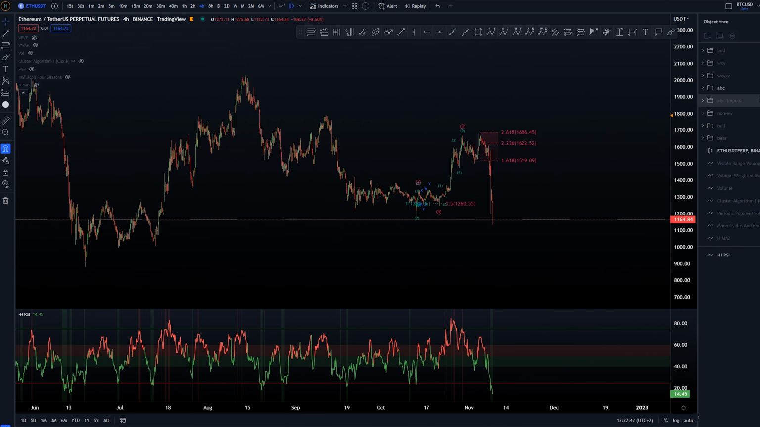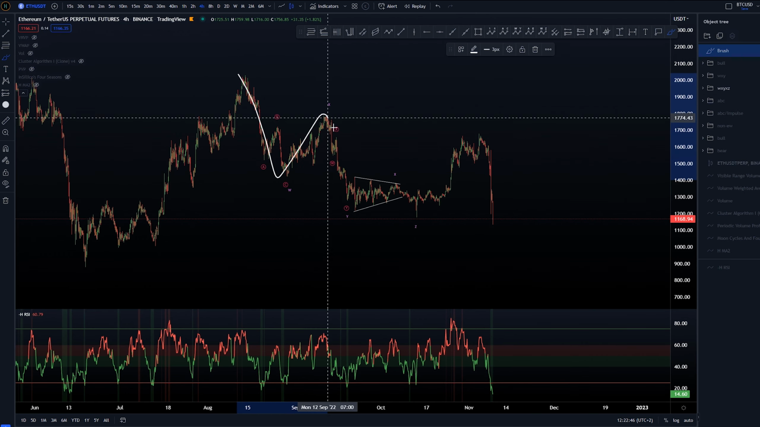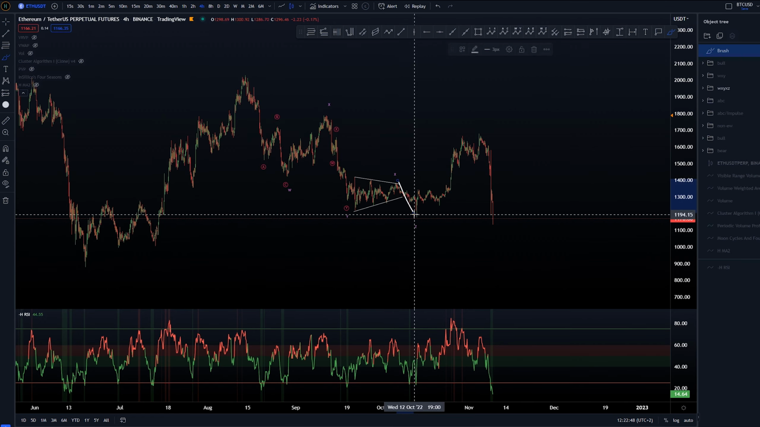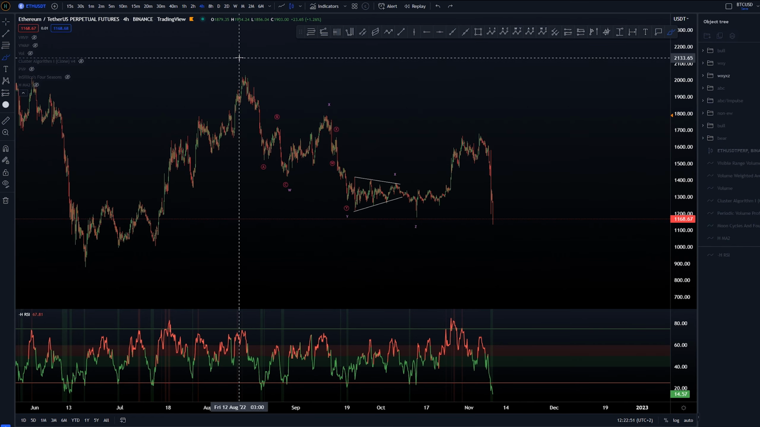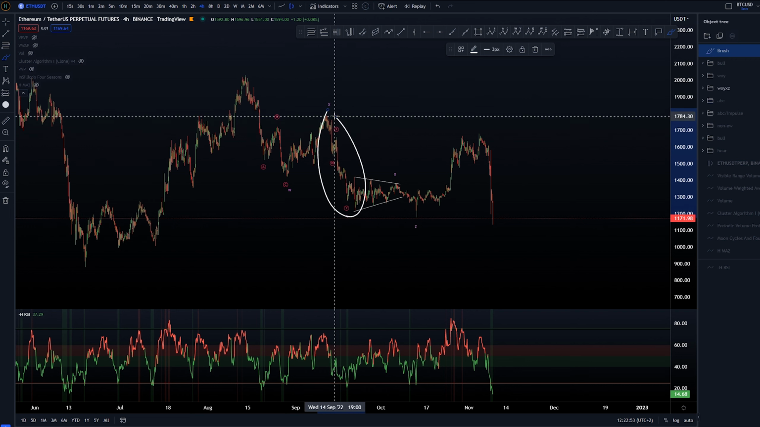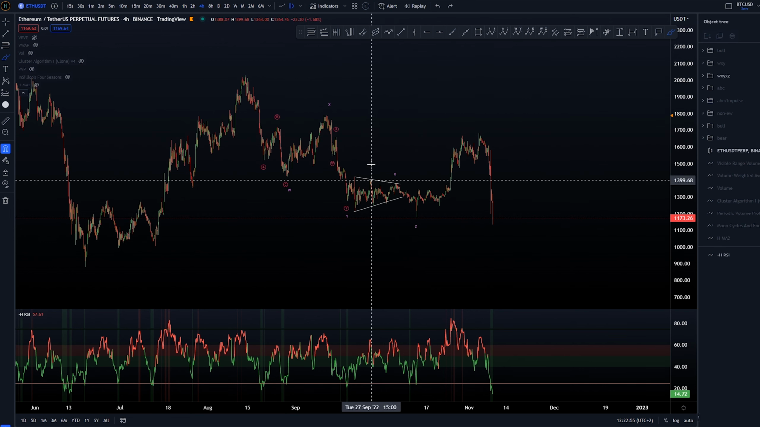The other scenario was that we had a W, X, Y, X, Z. Again, the Z wave here is very small in comparison to the rest, the W or the wave Y here. So that's making it less likely as well.